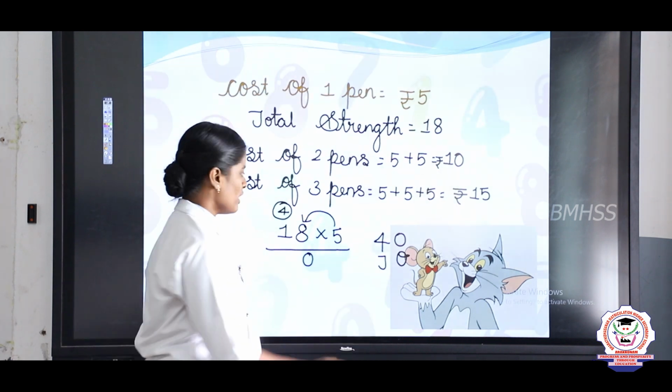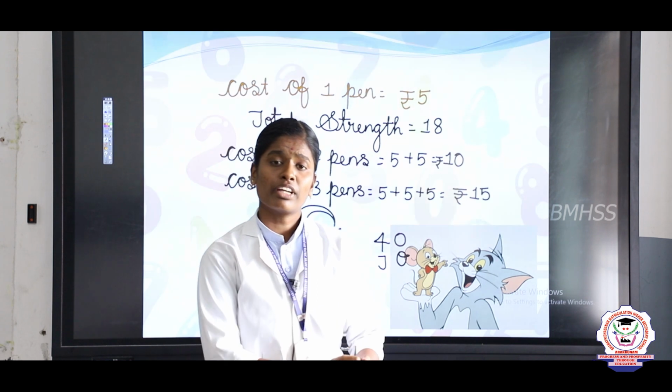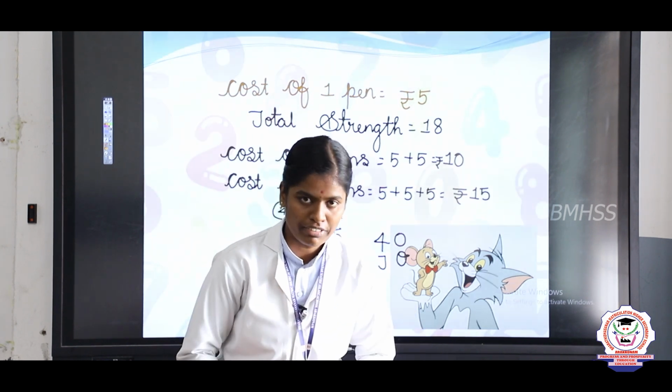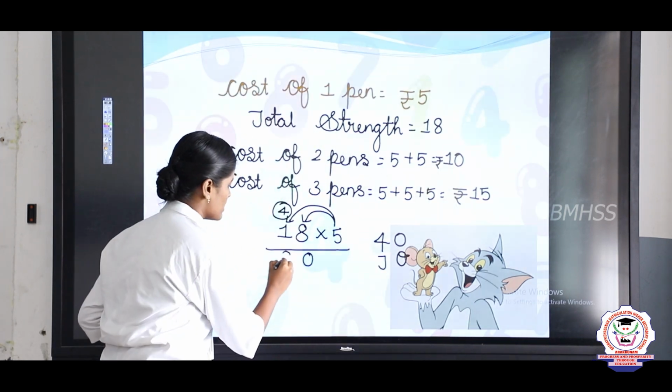Next we will take 5 multiply by 1. What is the answer? 5 1s are 5. So, keep 5 in the mind, 4 in the finger. So, 5, after that 6, 7, 8, 9. So, write the answer 90.